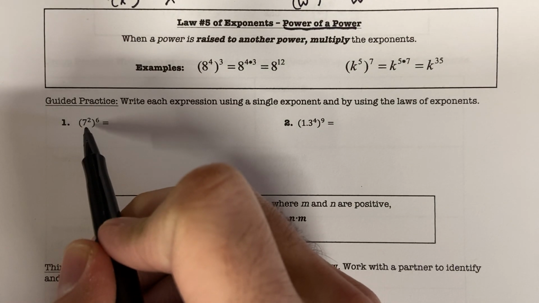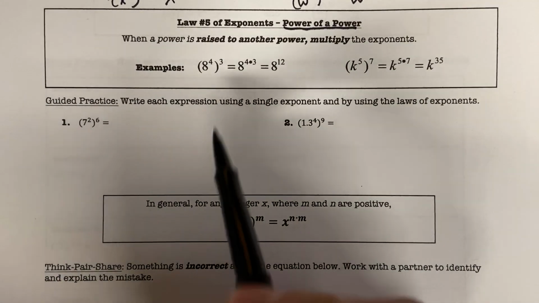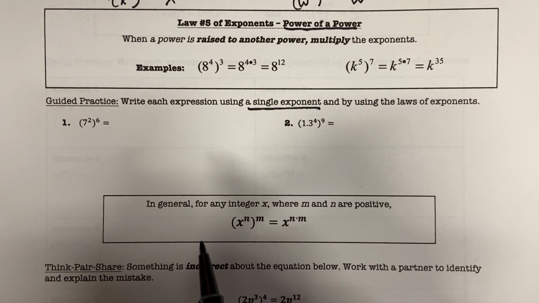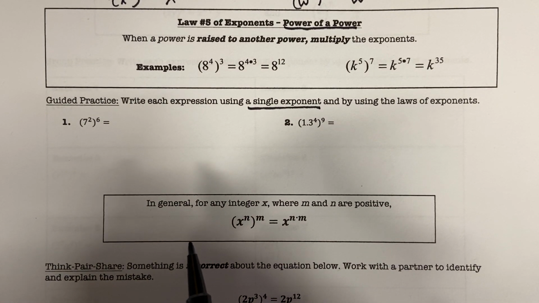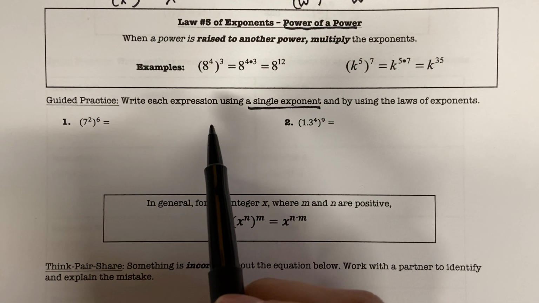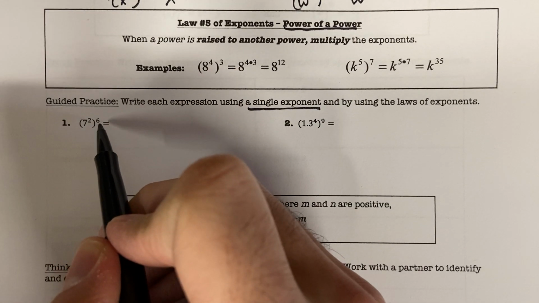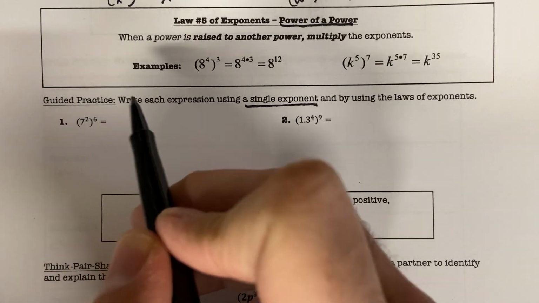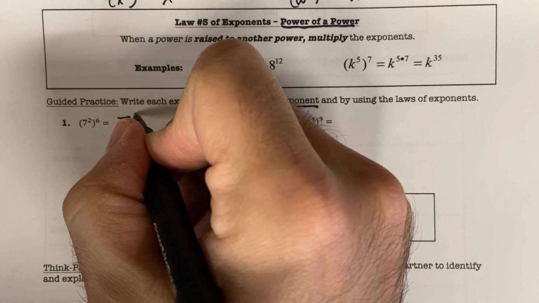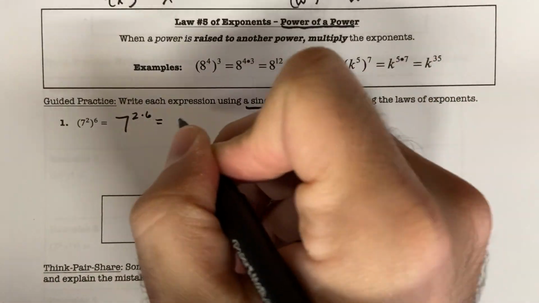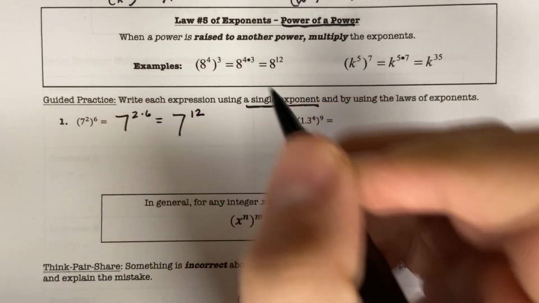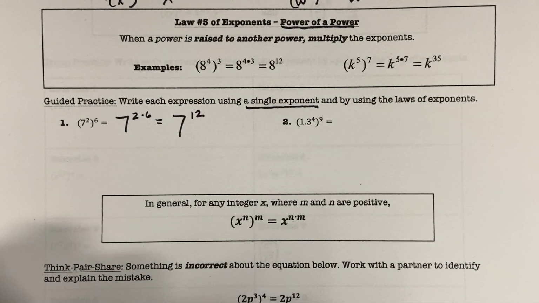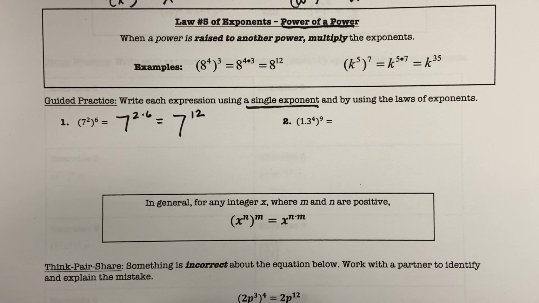So 7 squared to the 6th power. Write each expression as a single exponent by applying the laws of exponents. So instead of expanding it out, since I'm raising a power to a power, so I have an exponent inside parentheses and an exponent outside parentheses, I'm just going to multiply that 2 and 6. 2 times 6 gives me 12. Notice it does not say evaluate, so I don't have to plug that into my calculator.